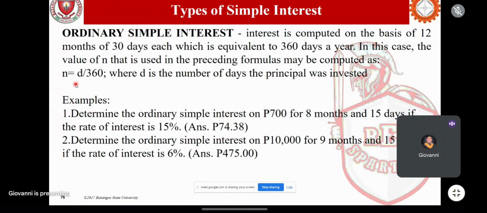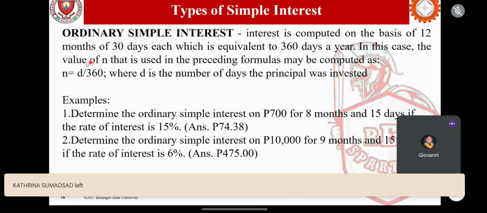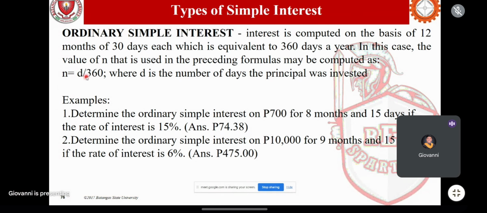Diba sabi nga ang ating computation for simple interest is in days rather than in years. So kaya nga n is equals to d over 360. So kapag nag-compute tayo ng n, ito ang formula na kailangan nating tandaan. So try natin example number 1.